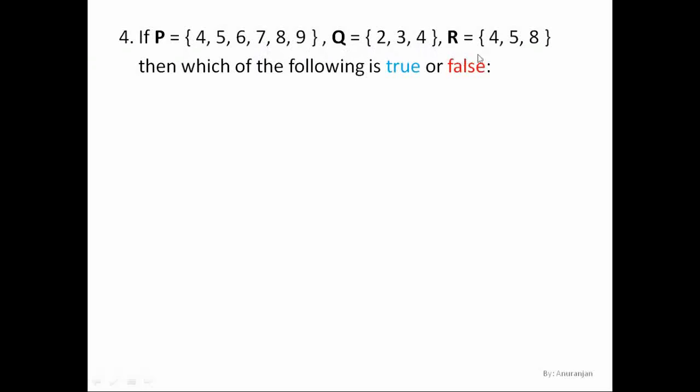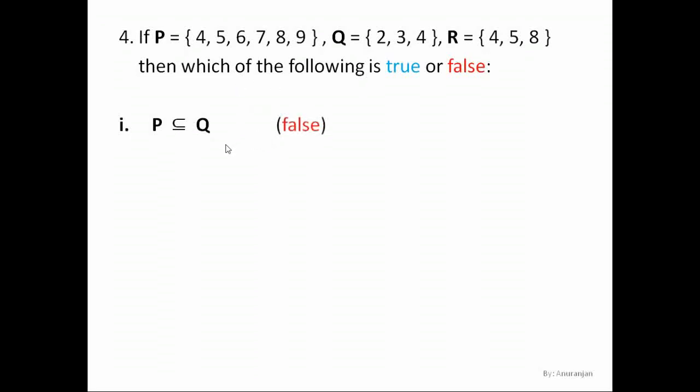R is equal to {4, 5, 8}, then which of the following is true or false? Okay, so first, P is a subset of Q. Now look at P is a subset of Q. The number of elements in Q is very small here. Here you can say the majority of the elements are there. So P cannot be a subset of Q in any way. So it is false.